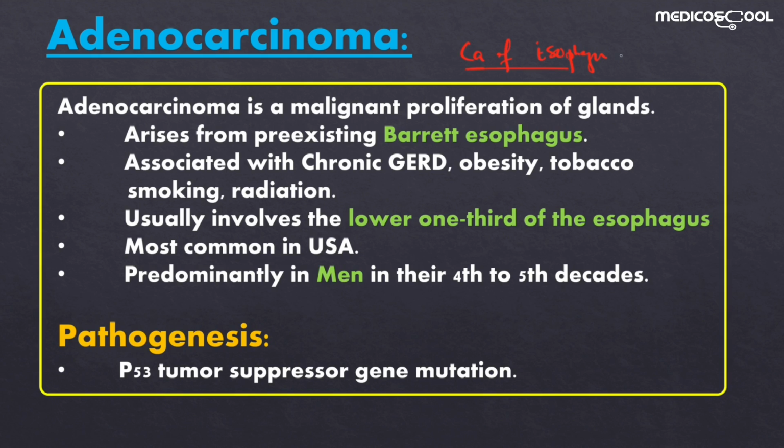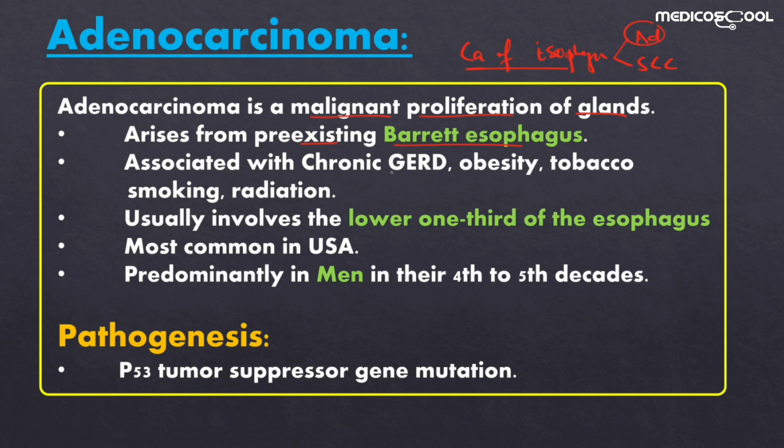So carcinoma of esophagus consists of two types: the adenocarcinoma and the squamous cell carcinoma. Today we are going to study about the adenocarcinoma of the esophagus. Adenocarcinoma is the malignant proliferation of the glands. It mostly arises from the pre-existent Barrett esophagus. One of the complications of the Barrett esophagus is the adenocarcinoma.